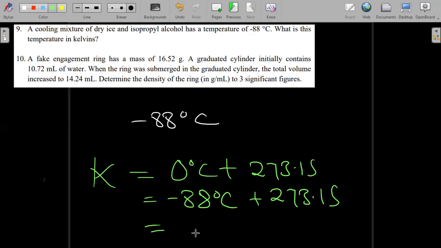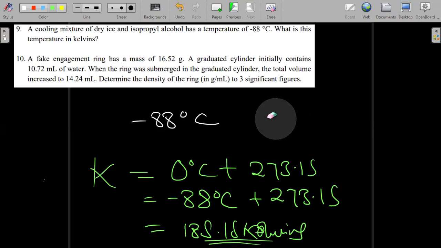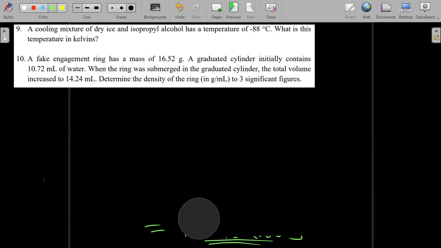Just add this on your calculator, giving me 185.15 kelvins. So this will be our temperature in kelvins. Very simple when you are converting the temperatures there. I think I also shared a video on this kelvins thing. Okay, let's look at the last question today.